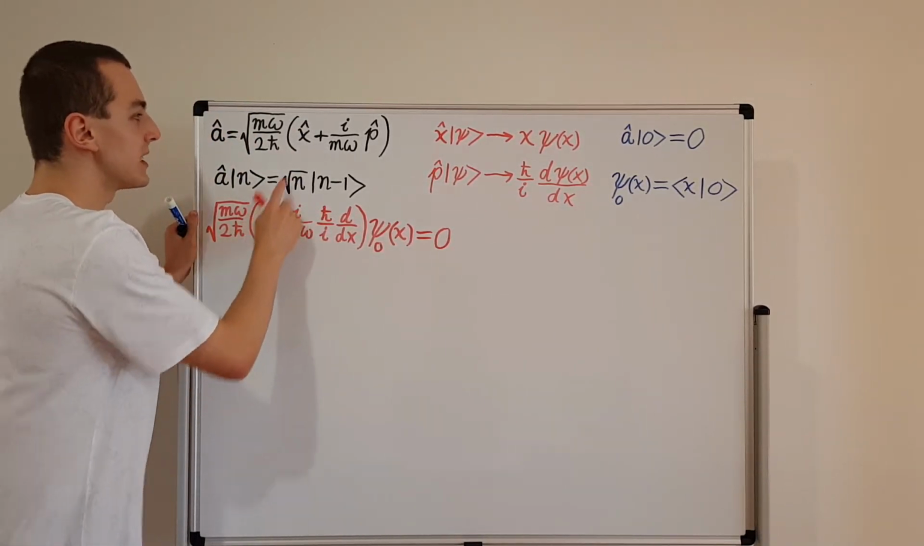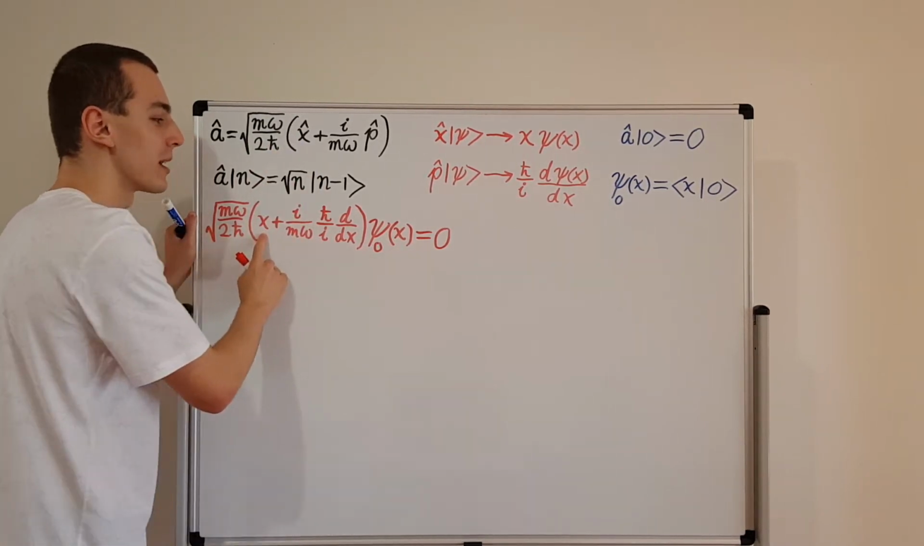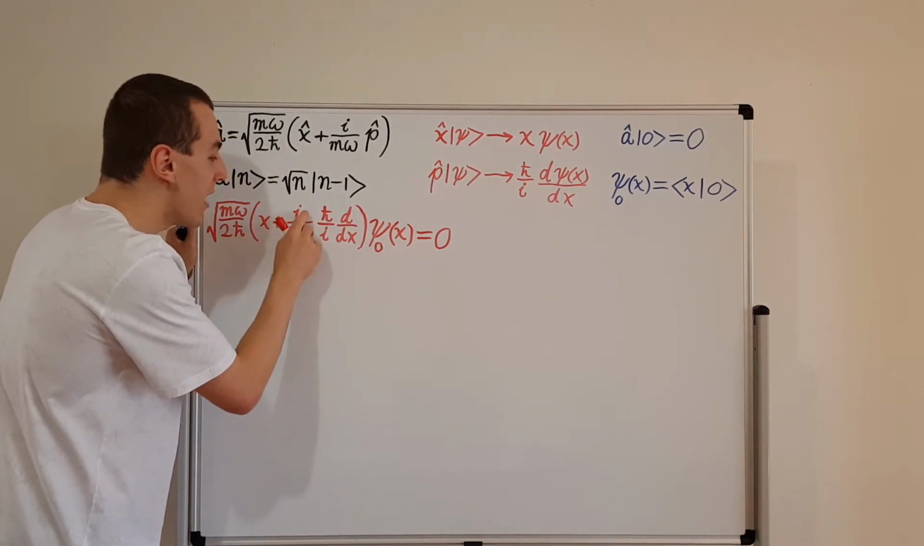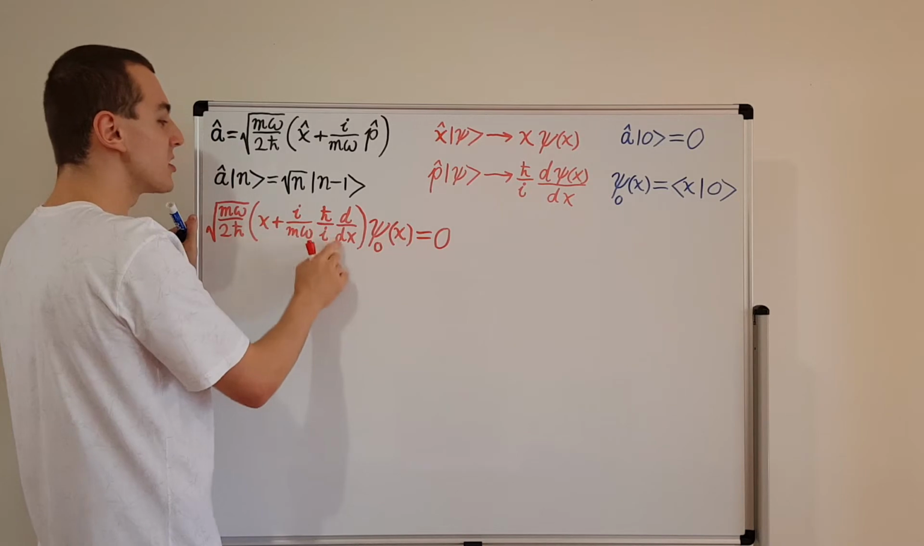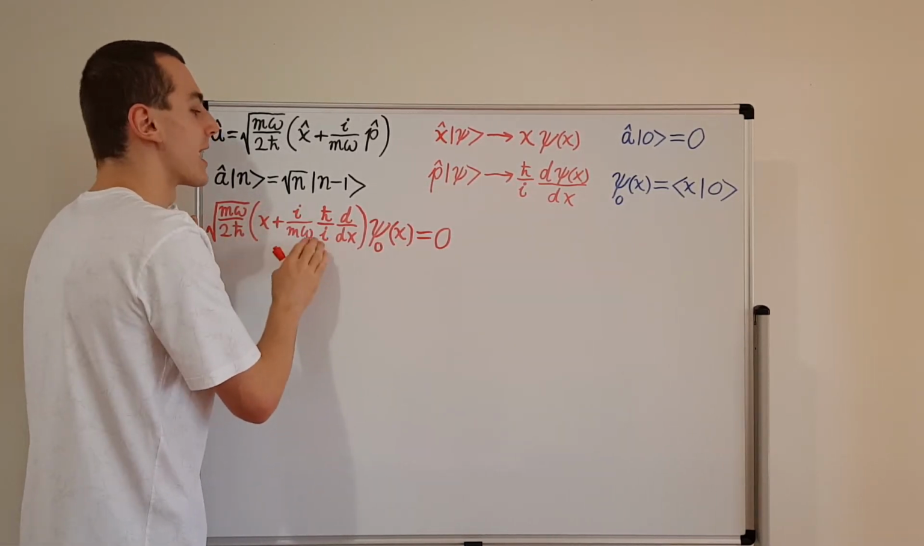So position is pretty simple. It hasn't actually changed anything. We've just written x, so we're multiplying by x. And over here, some interesting things have happened. We have an i and an i in the numerator and the denominator. Those two factors are going to cancel, so we're going to get rid of the imaginary number i.